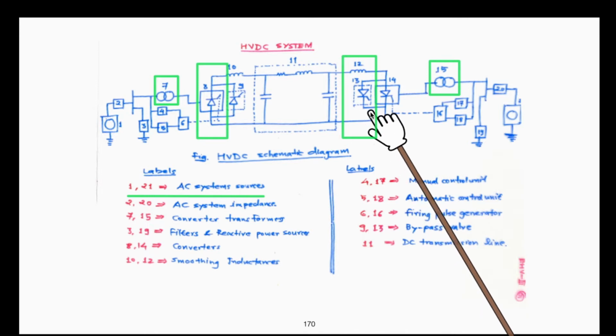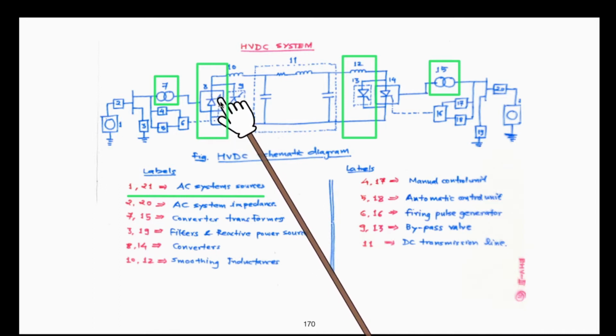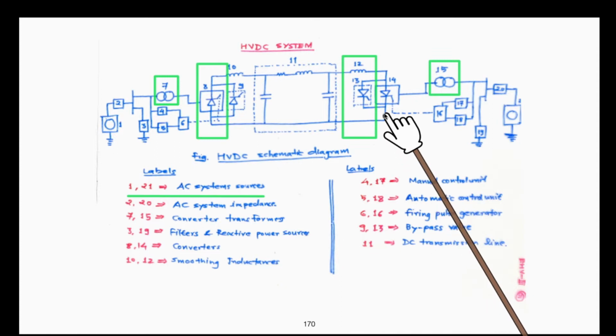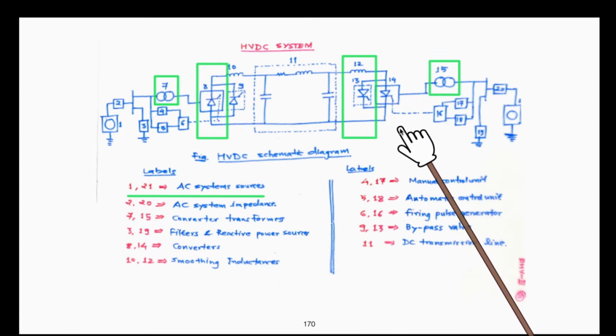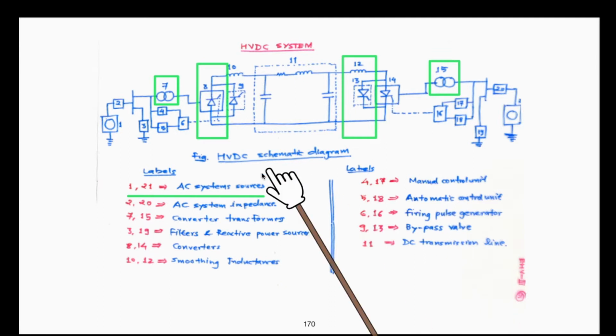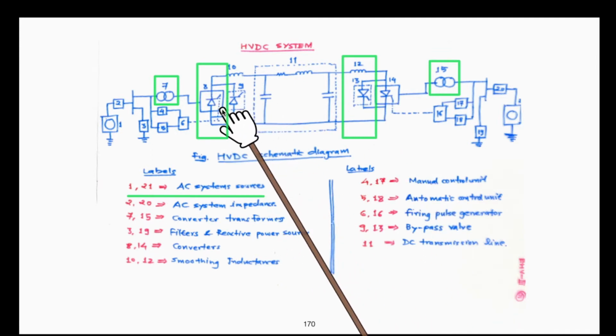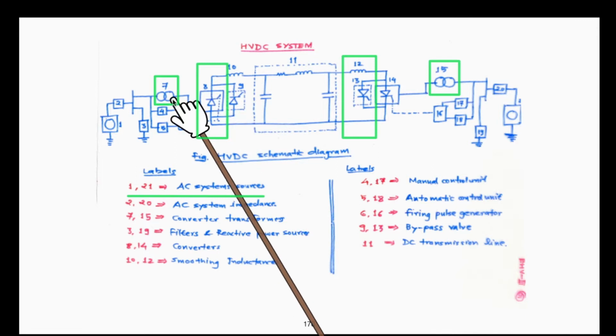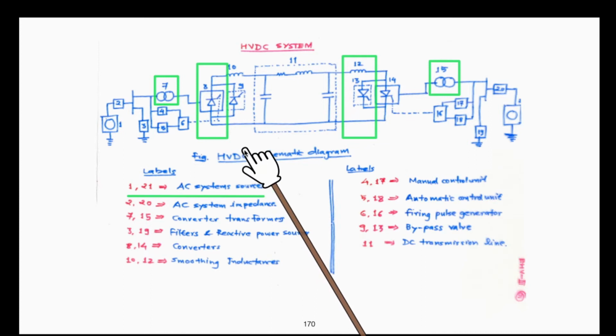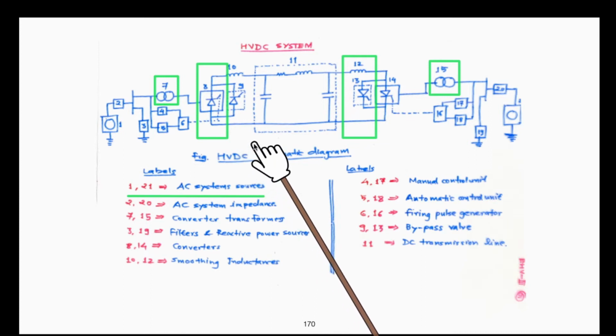So 12 pulse operation is obtained by having two series connected 3-phase bridges on the rectifier side, similarly two series connected 3-phase bridges on the inverter side. The supply to these two series connected bridges will be provided from converter transformers that provide the stability for the operation of the converter, and so also it takes care of certain harmonics.